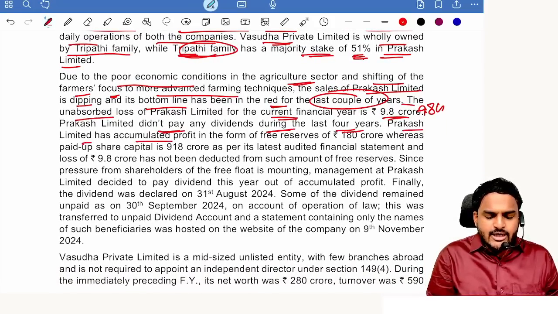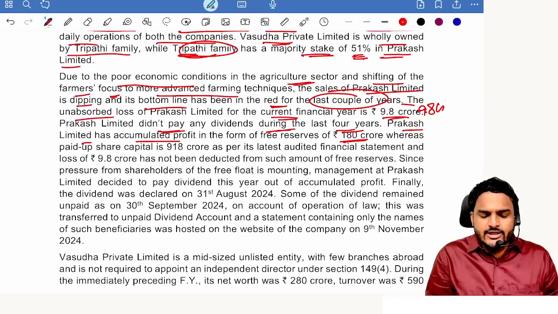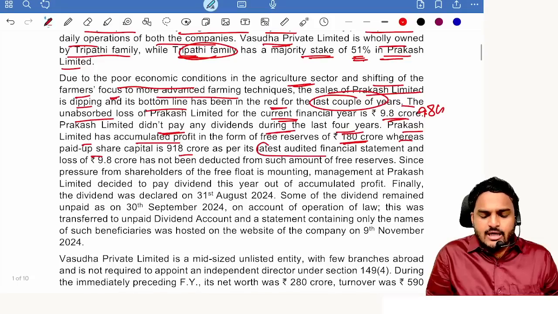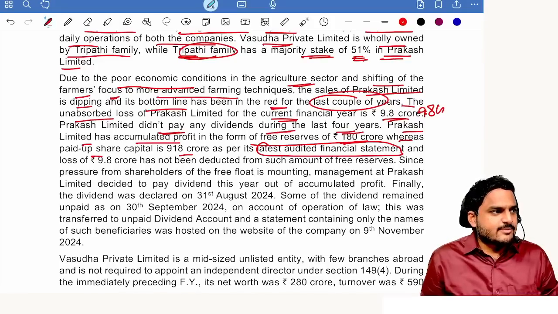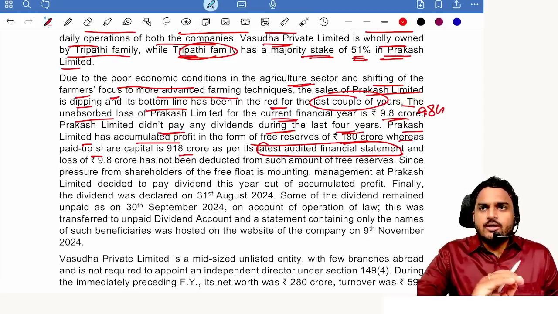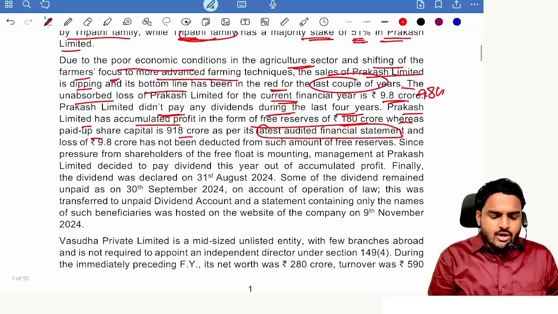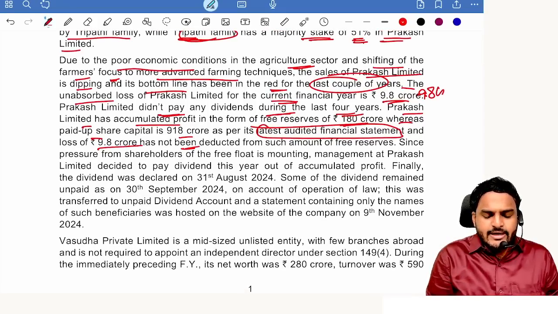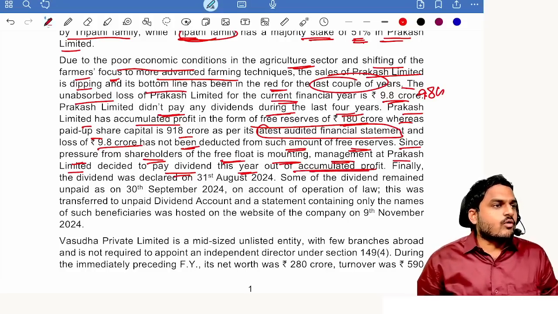Prakash Limited has accumulated profit of free reserves of 180 crores, whereas paid up share capital is 918 crores as per the latest audited financial statements. We should consider the latest audited financial statements, ignore provisionals. And the loss of 9.8 crore has not been deducted from such amount of free reserves, since pressure from shareholders of the free float is mounting. Management at Prakash Limited decided to pay dividend this year out of accumulated profits.